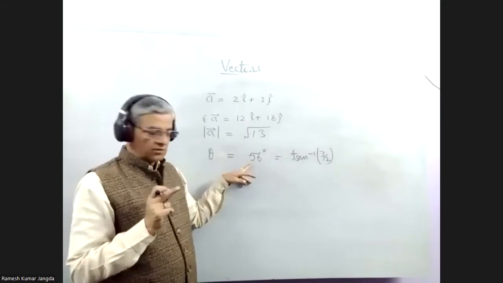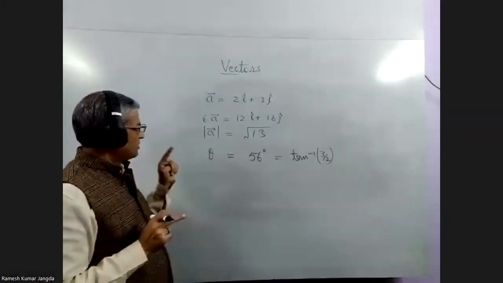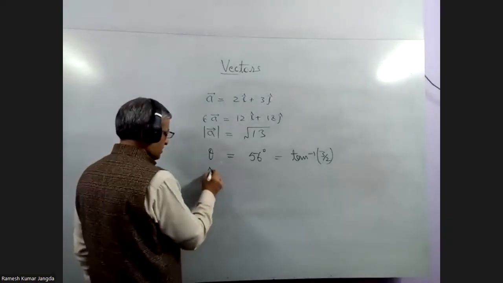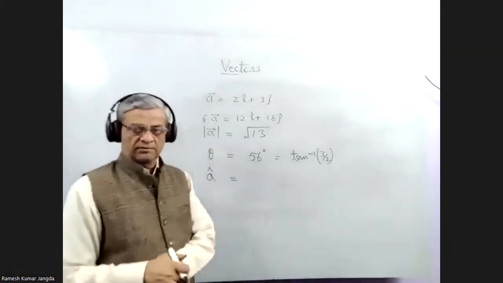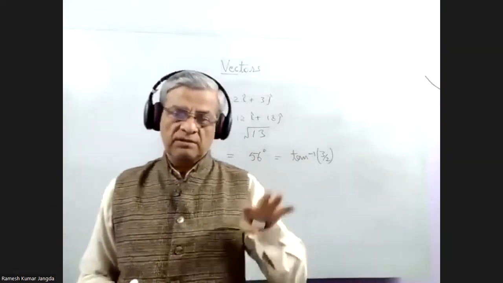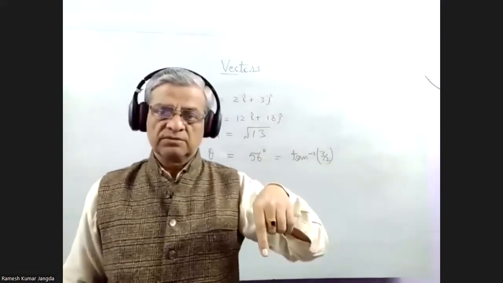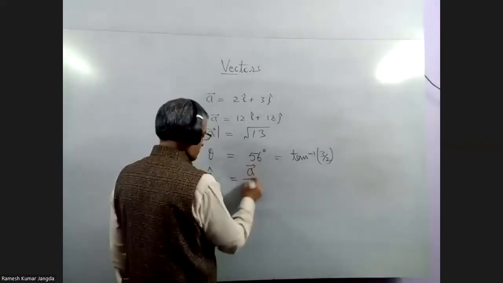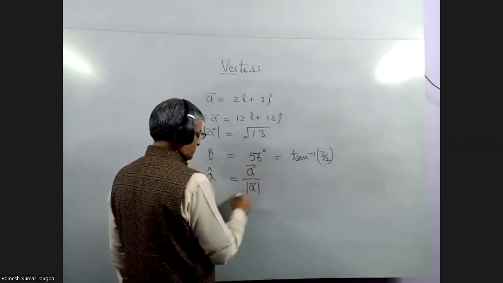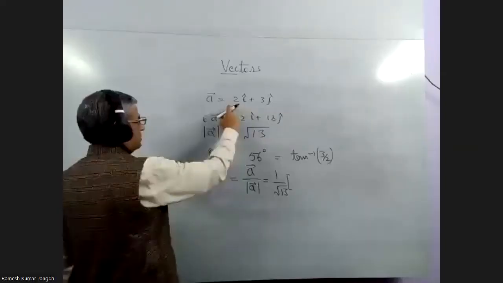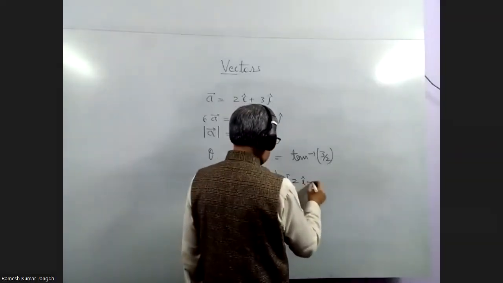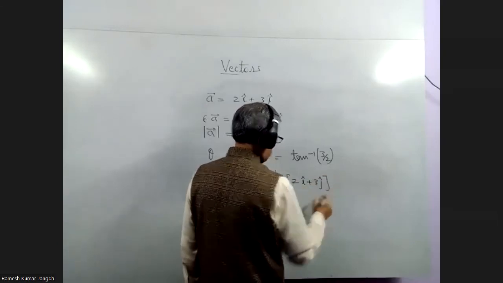This angle is with respect to the x-axis direction. Okay, now the third thing, what is A cap? Unit vector A. Now to find unit vector A, we have to divide vector A by its magnitude. So we write this as vector A upon magnitude of A. That gives me 1 upon root 13, and then 2i cap plus 3j cap.